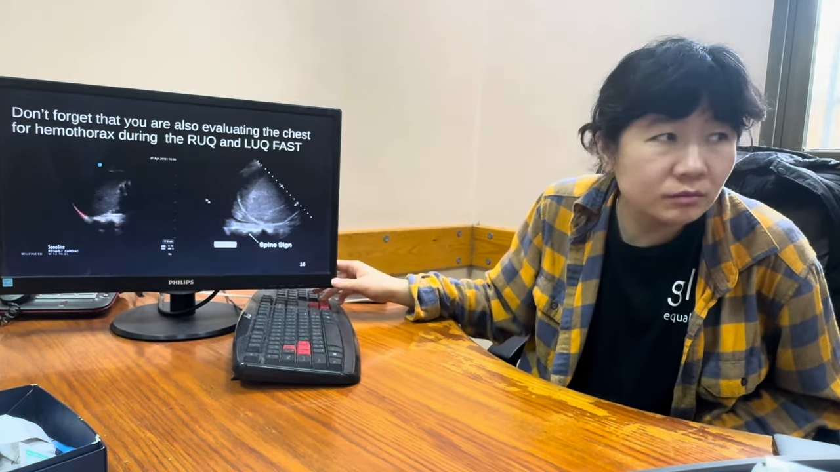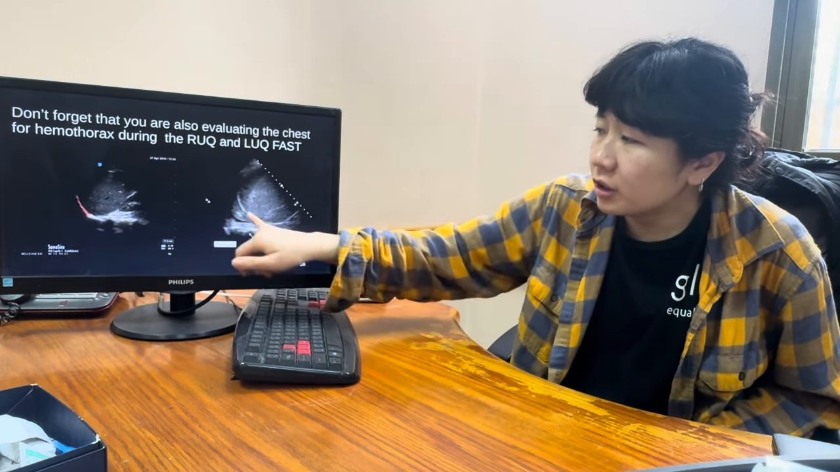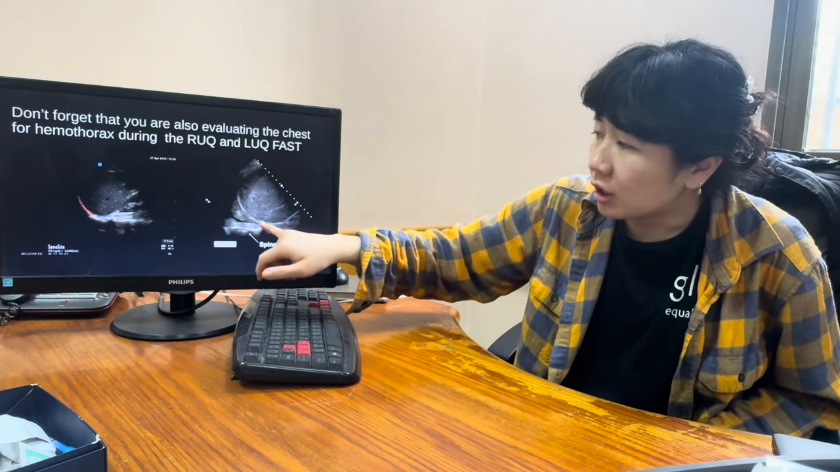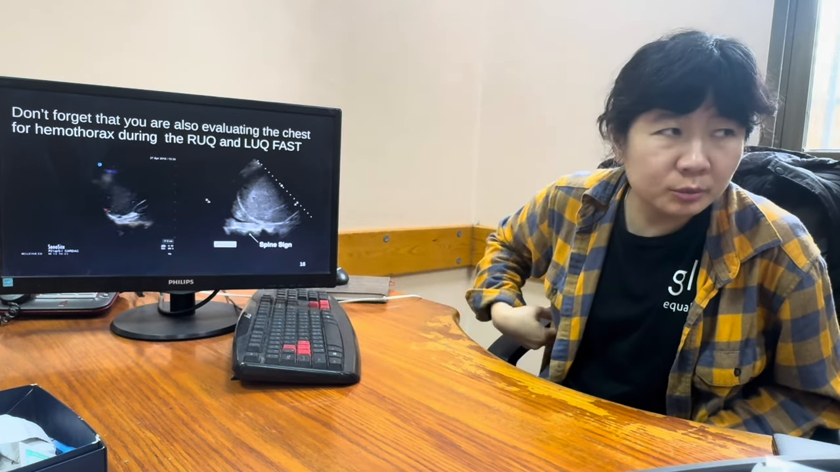Any questions about that? So this is what a hemothorax might look like, but it would be in a different area. You'd be looking in the more dependent part of the lung.